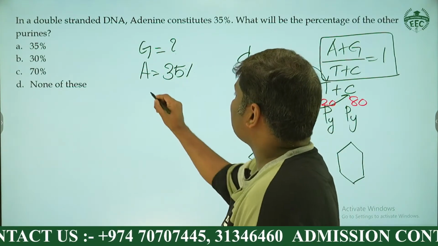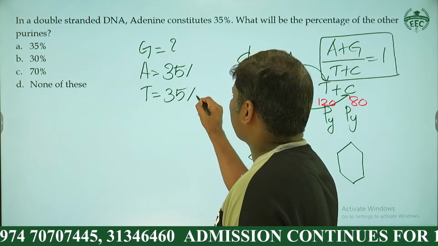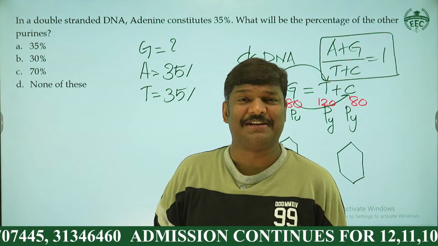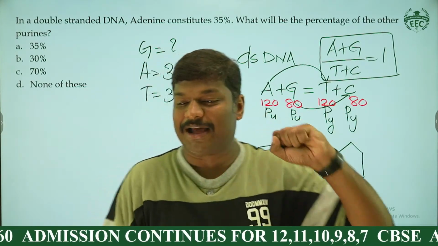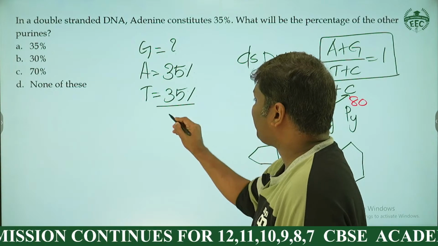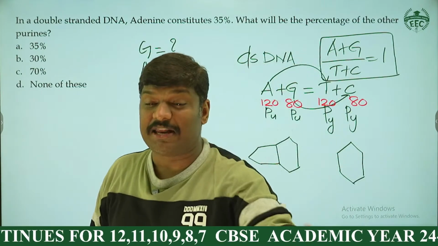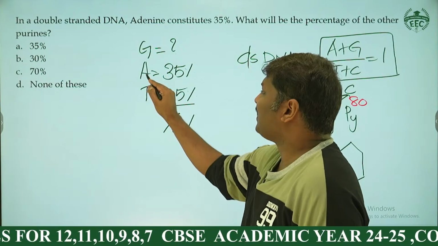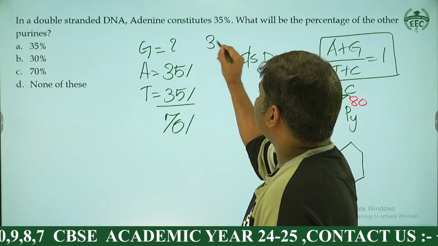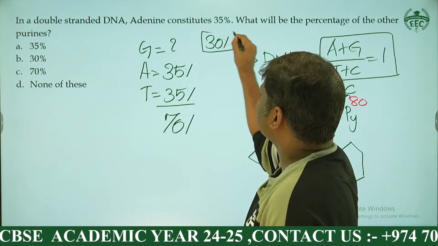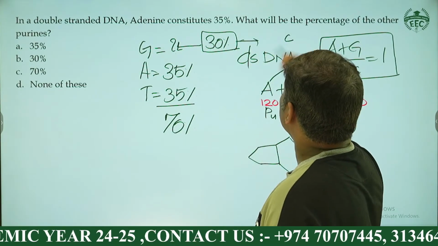If adenine is 35, what will be the thymine, my dear student? Thymine also will be 35%. Why 35%? Because adenine 35 means thymine is also 35, same number, right? So 35 plus 35, 70%. Out of the total 100%, 70% is occupied by adenine and thymine. And what is remaining, my dear student? The remaining only 30%. But that 30% is equally divided into guanine as well as cytosine, my dear students.